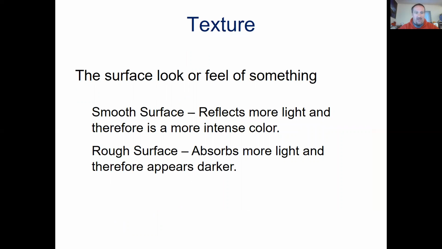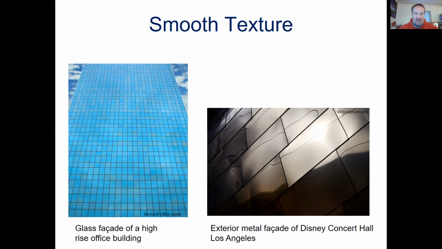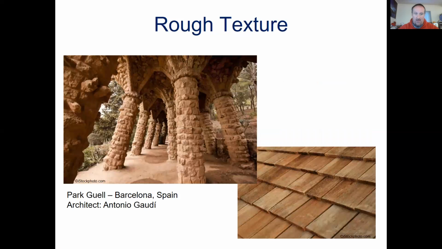Texture is basically the surface of a structure. It's the look or feel of something. So you have smooth and you have rough. Smooth surfaces reflect more light and therefore have a more intense color. Rough surfaces absorb more light and therefore appear darker. The glass facade of a high-rise building has that really smooth look, as all glass does, and then the exterior metal facade of the Disney Concert Hall in Los Angeles. Some rough texture would be these pillars made of stone, or even the wooden shingles on a roof.